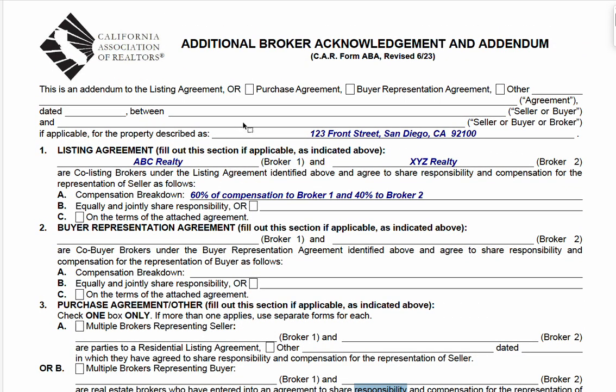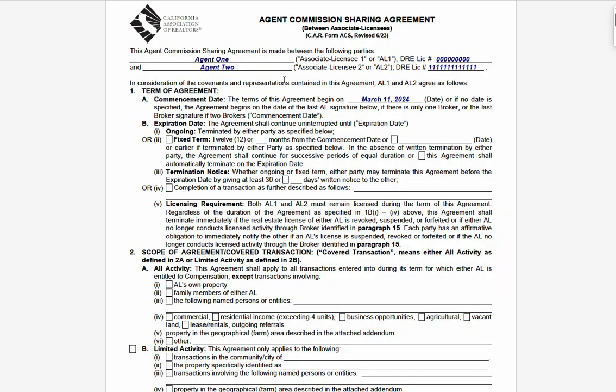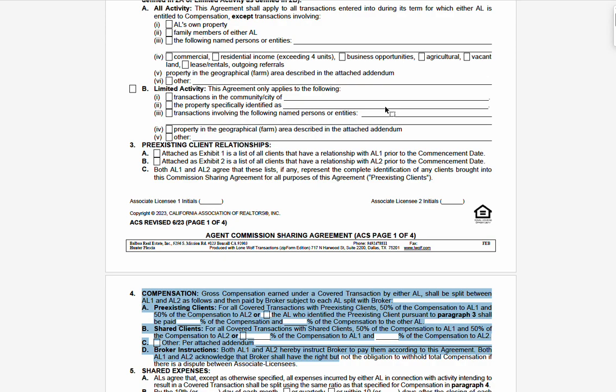Now, anytime you work with another agent, I think it's wise to use the agent commission sharing agreement. It's the ACS, and there'll be a separate tutorial on that.